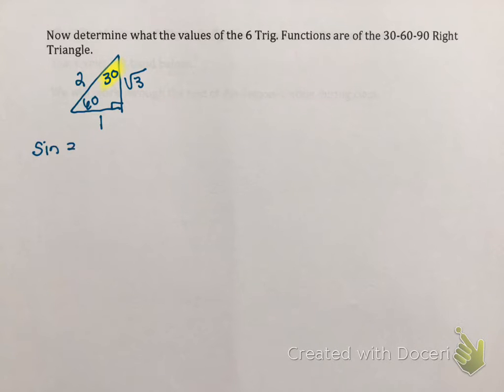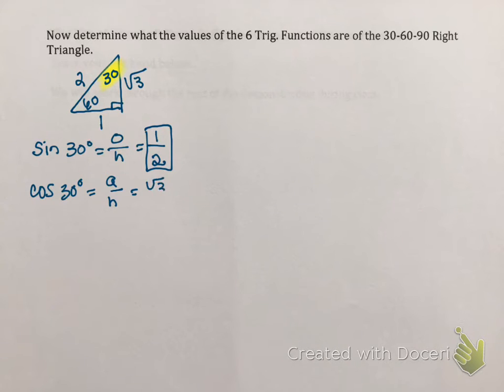So sine of 30 degrees, once again, remember that 30 degrees is pi over 6, just as a reminder. Sine is opposite over hypotenuse. So the opposite is 1 over the hypotenuse, which is 2. Cosine of 30 degrees. Cosine is defined as adjacent over hypotenuse. So the adjacent side is radical 3 over the hypotenuse, which is 2.